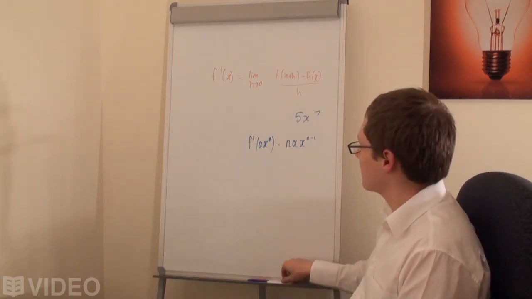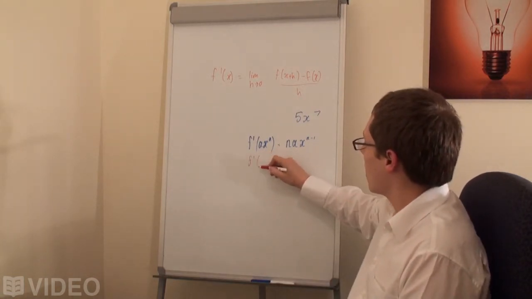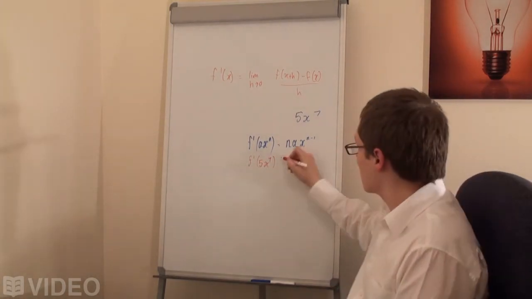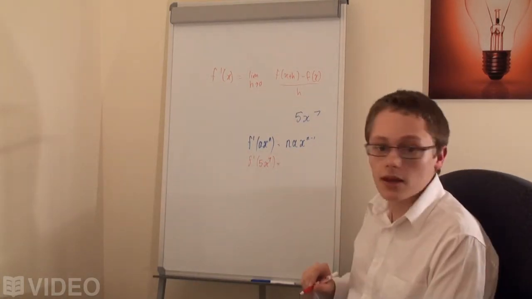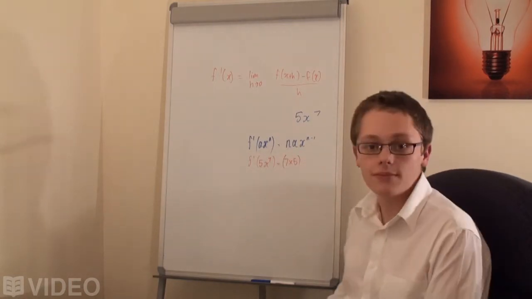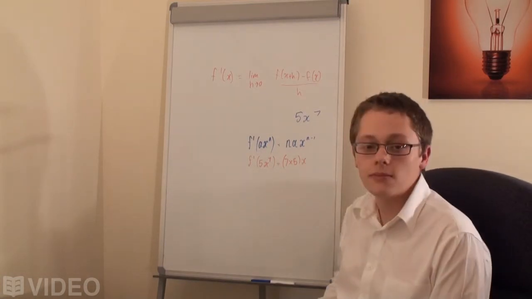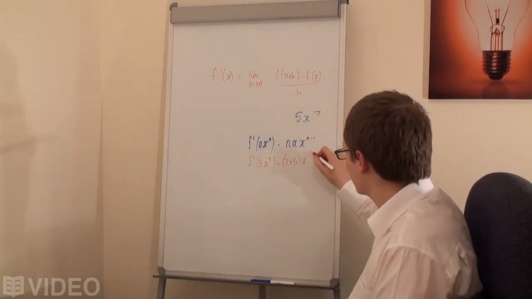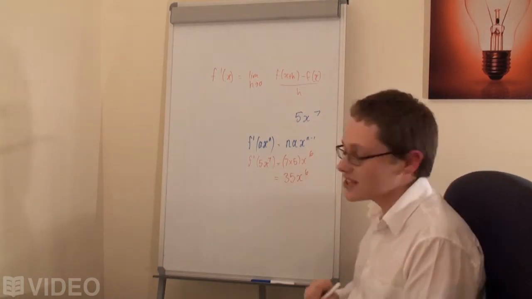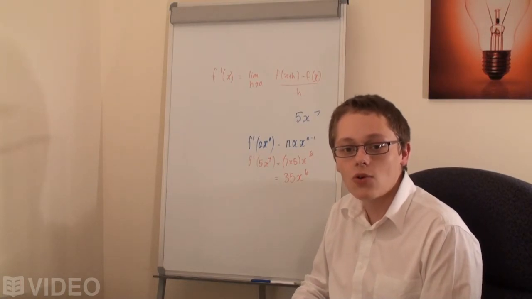So, let's actually go through and do this. Let's find the derivative of that equation. So we bring down the 7 and multiply it by 5, because that's our coefficient, 7 times 5, and then we subtract 1 from the power. 7 take 1 is 6, and hence we get 35 x to the 6 as being the result of applying the power rule there.